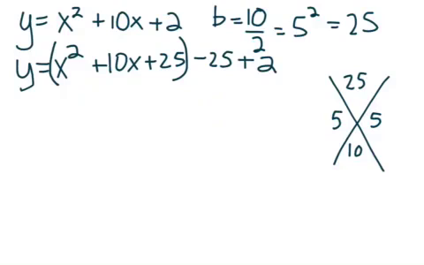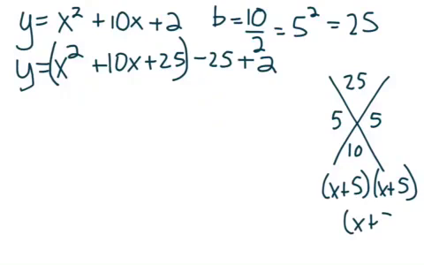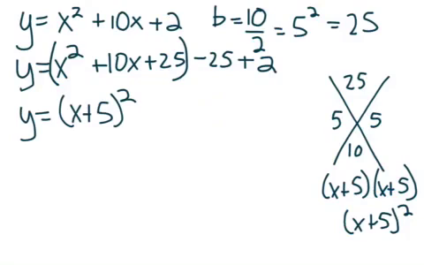So when I would be factoring the trinomial normally, I would write (x plus 5)(x plus 5). But we can simplify this and instead just write it as (x plus 5) squared. So that's what I'm going to do. Instead of writing this trinomial, I'm now going to write it with the perfect square binomial. So I say y equals (x plus 5) squared. And then I bring down the minus 25 and the plus 2.